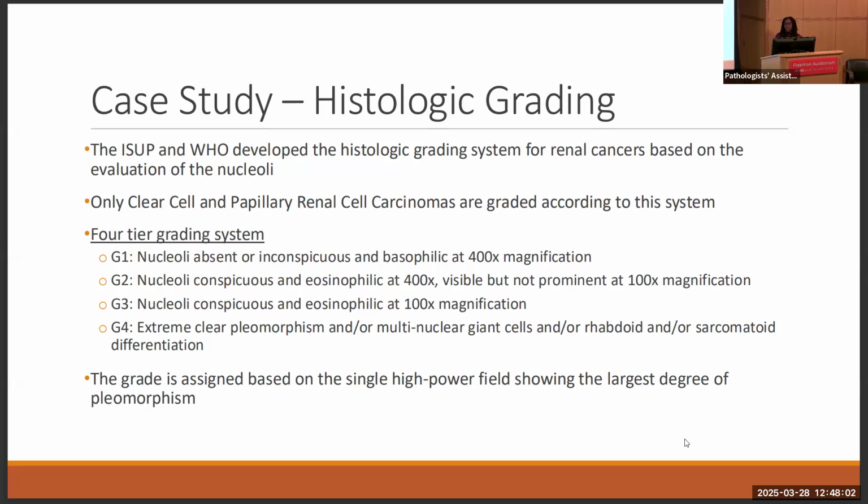Grading should be assigned based on the single highest power view showing the greatest degree of pleomorphism. This is why it is important to sample various areas of the tumor that appear different grossly, because the nucleoli will vary depending on where they are located.